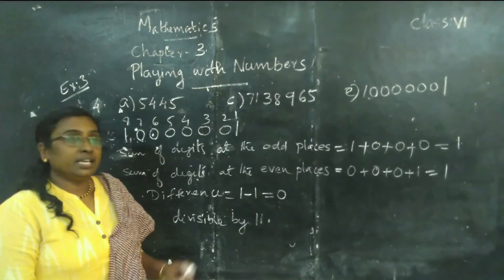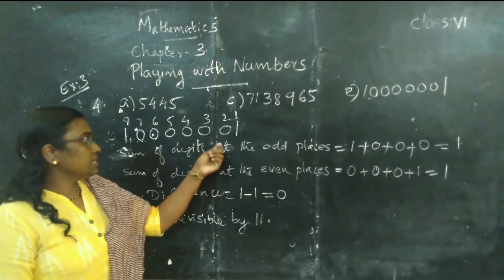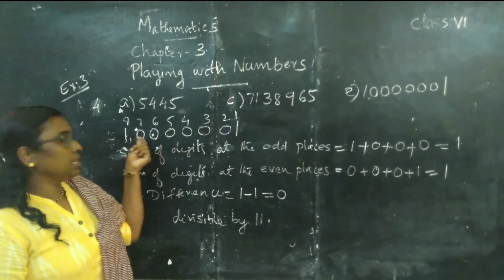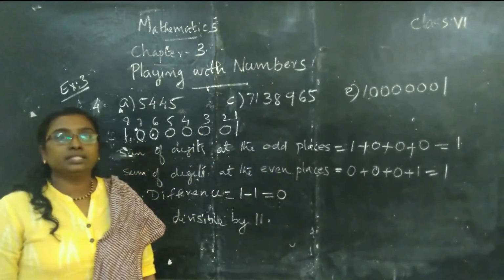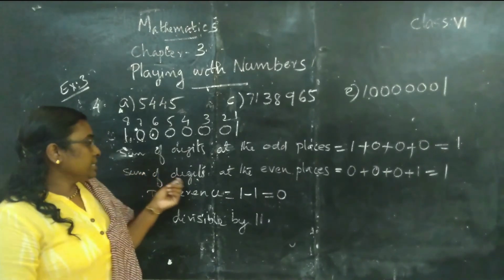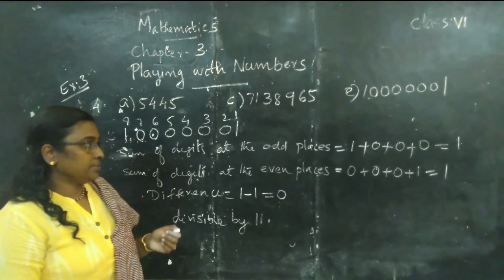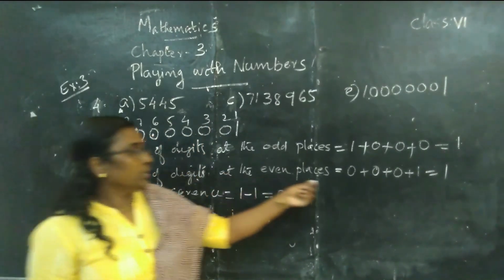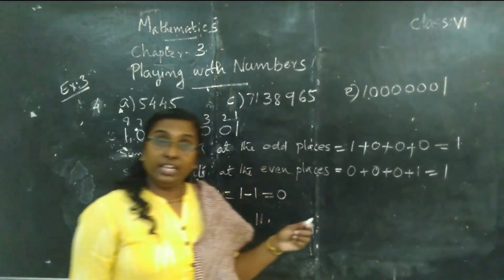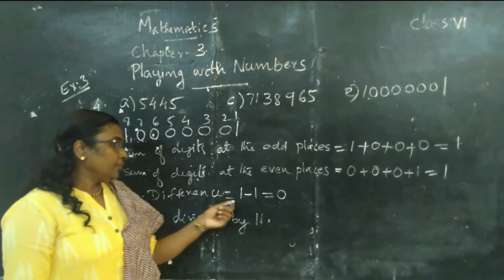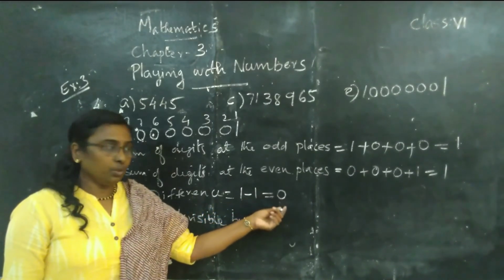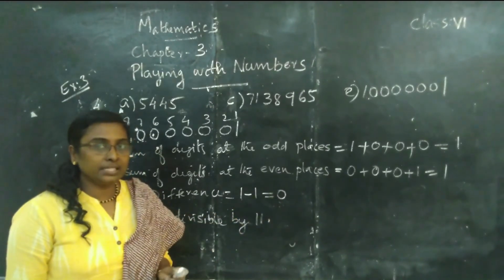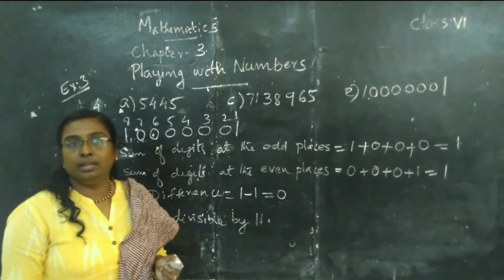First we find the sum of digits at odd places. The digits at odd places are 1, 0, 0, 0. Find the sum, we get 1. Then find the sum of digits at even places. The digits at the even places are 0, 0, 0, 1. Here also the sum is 1. Then find the difference. The difference is 1 minus 1 equal to 0. Since the difference is 0, we can say that the given number is divisible by 11.